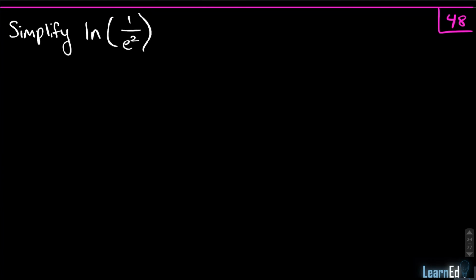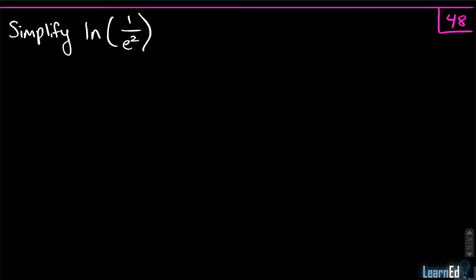Moving on to problem 48, we want to simplify the natural log of 1 over e squared. It's actually kind of funny because I believe I had this exact same natural log that I had to find the value of, as just a little part of one of my physics final problems. So it was kind of interesting to see something like that. And I was like, wait, I just scripted that for this video. So anyways, how do you solve something like this?